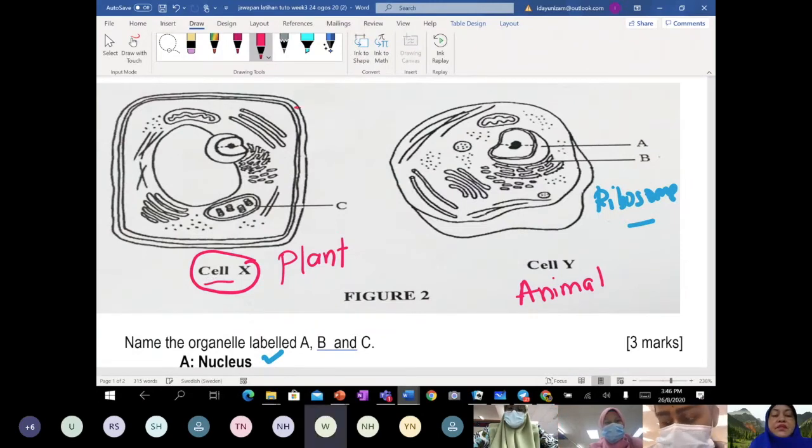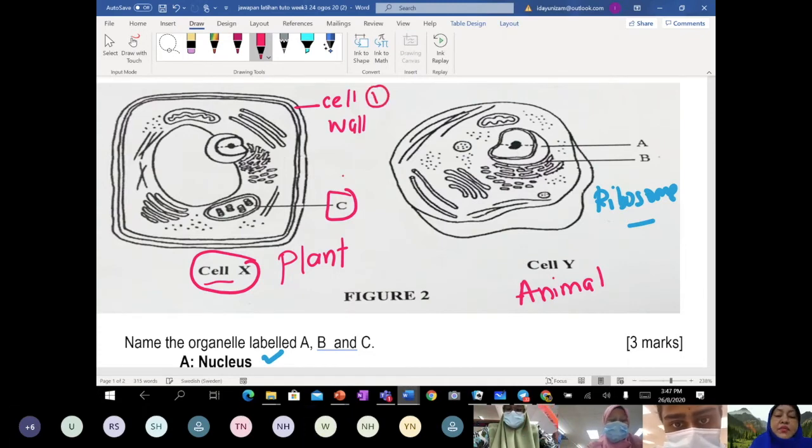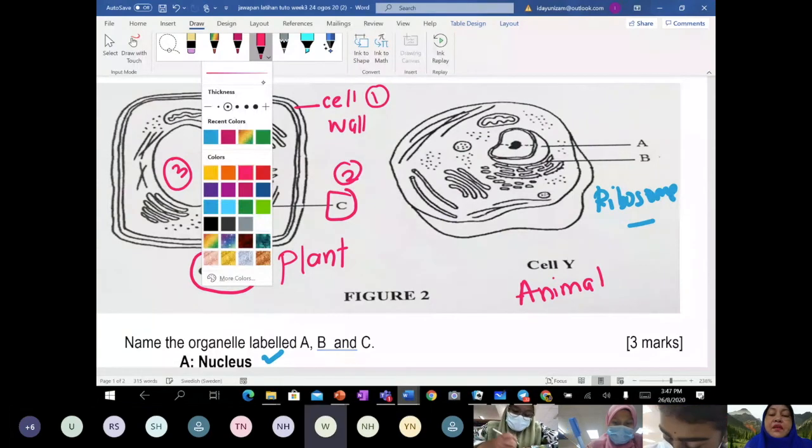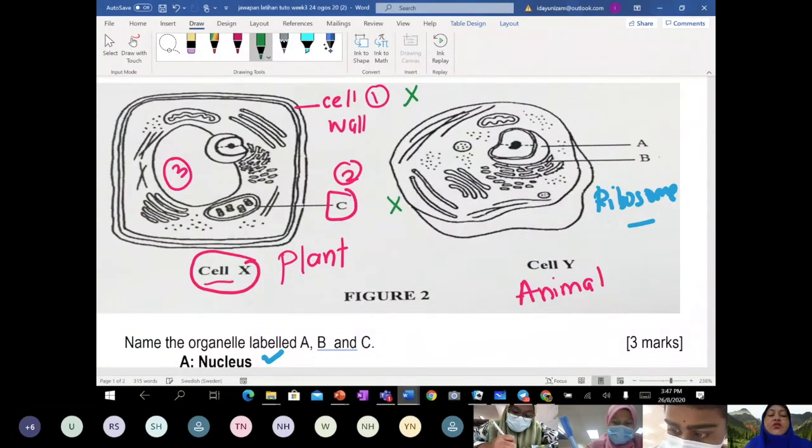First is the cell wall, the outer layer which is called cell wall. The other one is the C itself. What is C just now? Chloroplast, right? Yes. Okay, number one, number two. What else? This one, number three. Vacuole. Yes, the large vacuole in the center. Animal cell does not have all these structures. It is absent of cell wall, absent of chloroplast, and absent of vacuole.